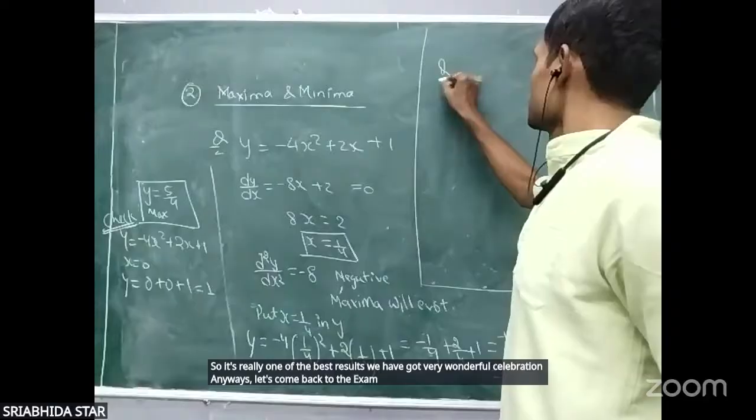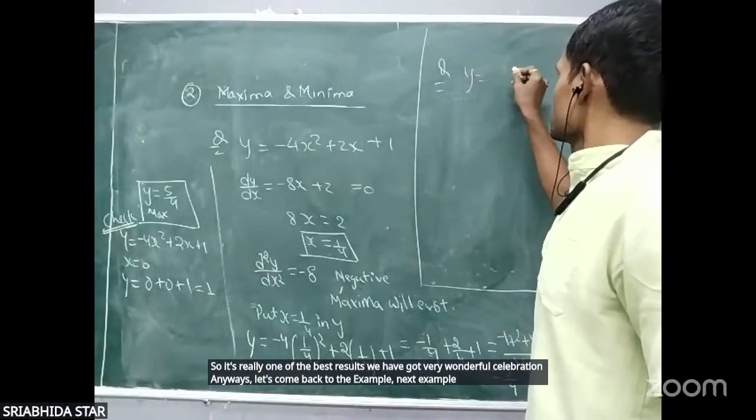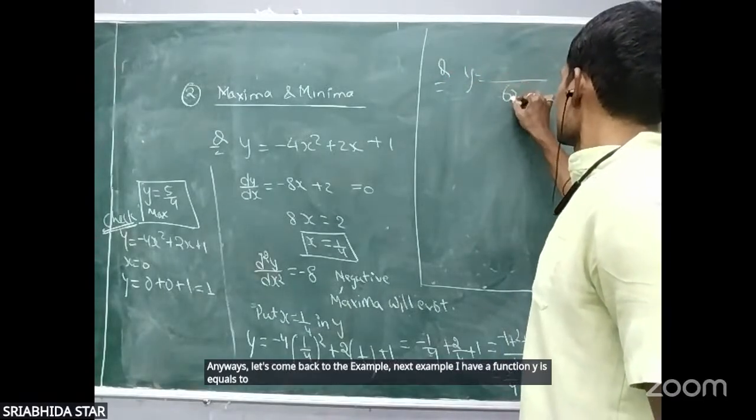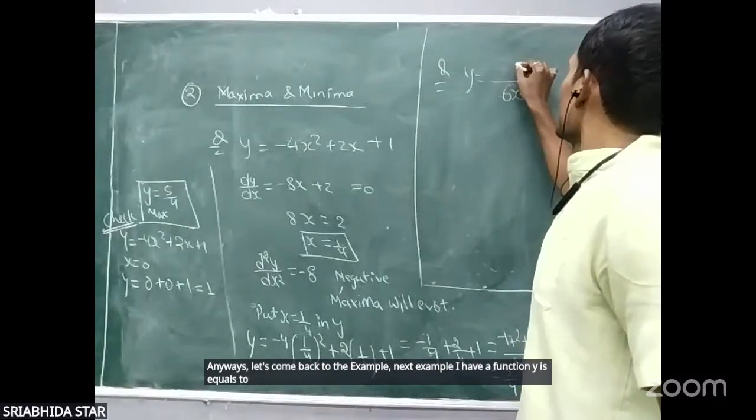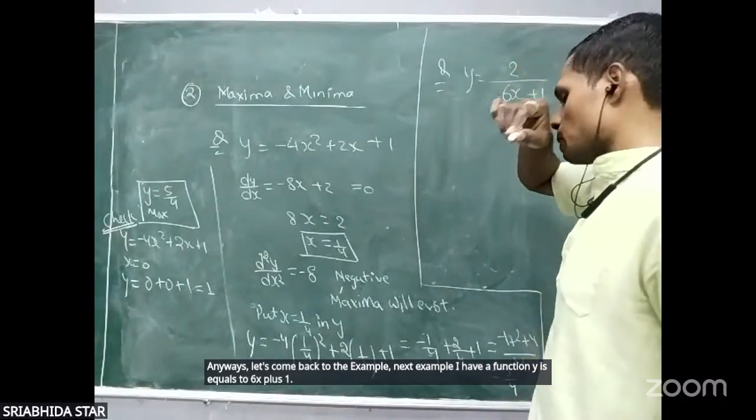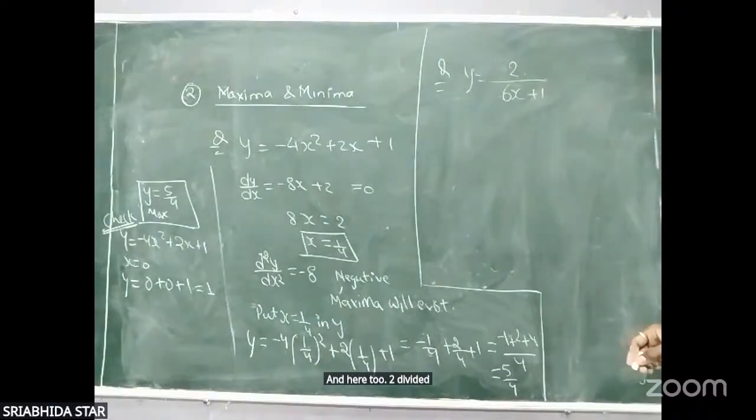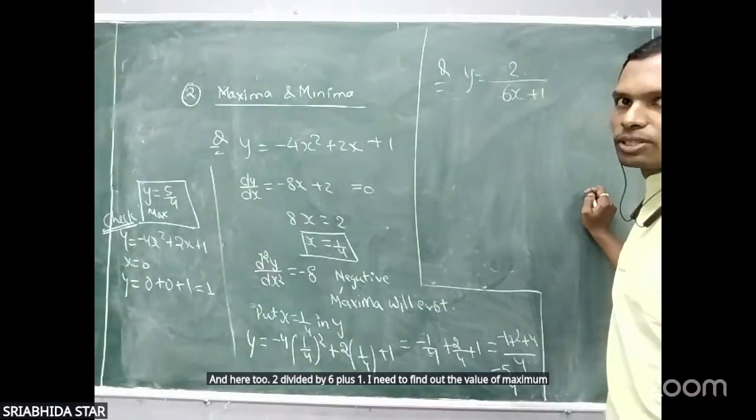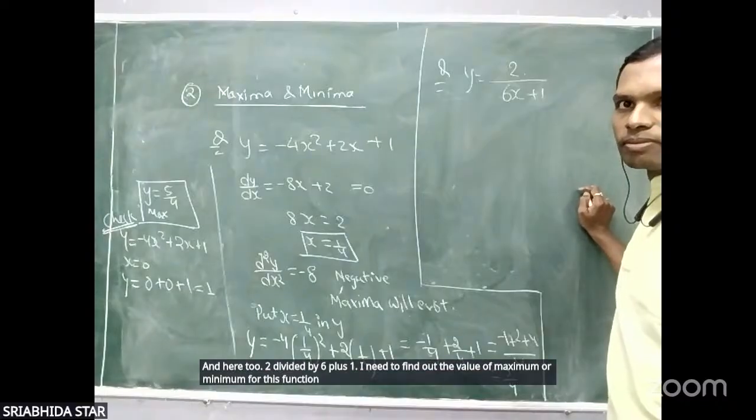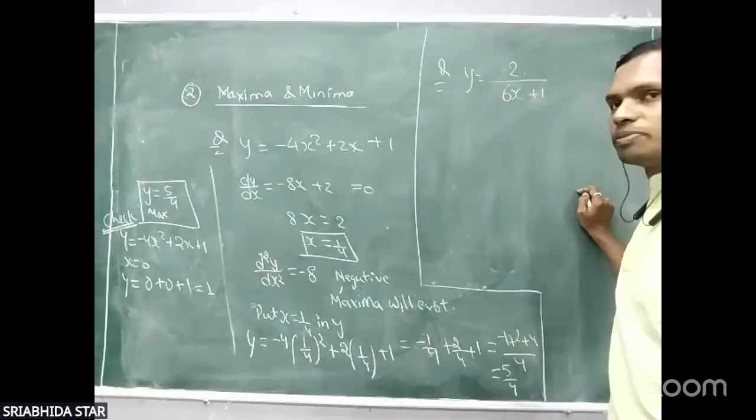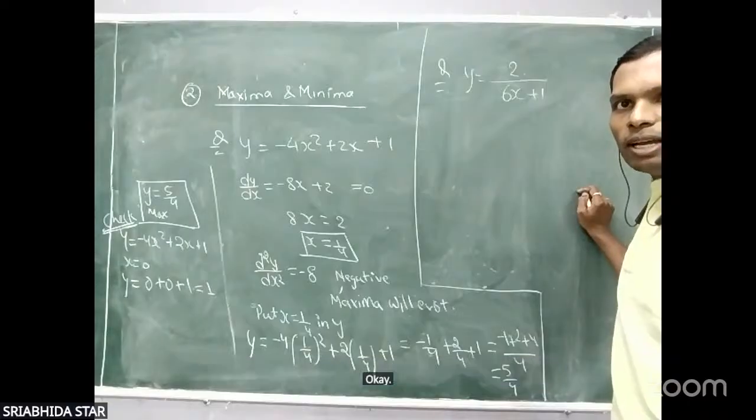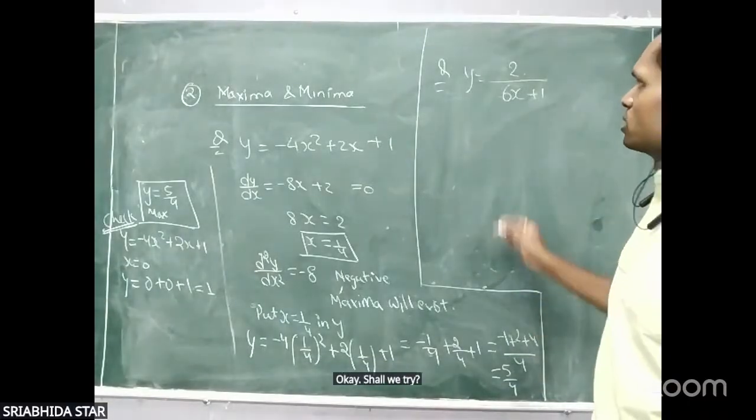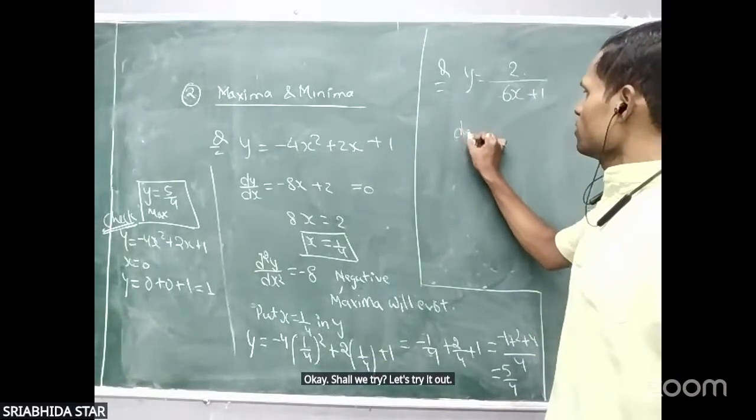Example. Next example. I have a function y equals 2 divided by 6x plus 1. I need to find out the value of maxima or minima for this function. Okay? Shall we try? Let's try it out. First we will find out dy by dx.